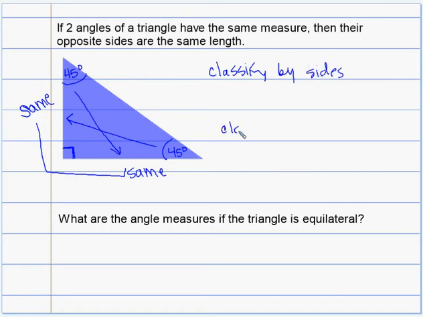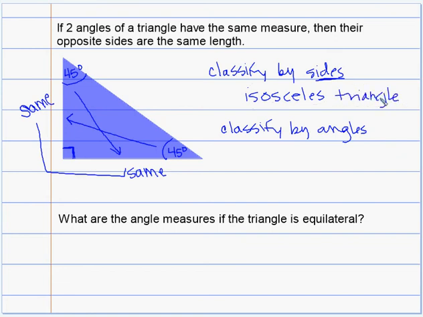Now, let's classify this triangle by sides and we will classify by angles. Okay, how about by sides? Remember, by classifying by sides, we're looking for the side length. Do we have any sides that are the same length? Yeah, we have two of them. Because the angles are the same, the sides opposite them are the same. Do we have all three sides that are the same? No. So since we only have two that are the same, it is an isosceles triangle.